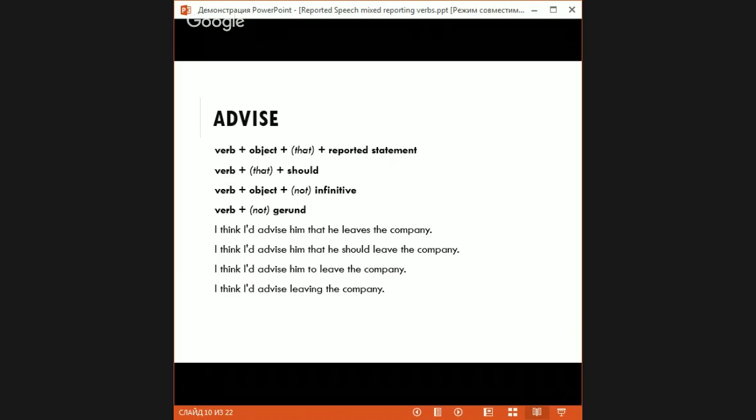Four of them, not two, are absolutely fine. It's up to you what you want to choose. They have slightly different meanings, but they are so slight, so tiny, that you don't need to focus on that. Just use one of these constructions.